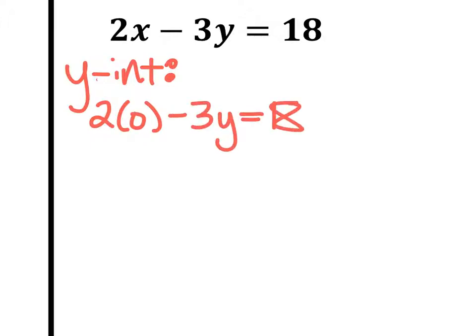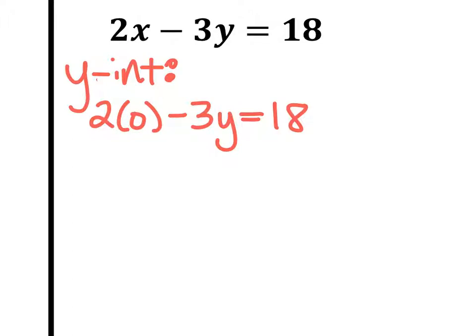Oh, wow. Wait, that was beautiful. The y-intercept is not 18. Remember in standard form, a, b, and c, the numbers you see in standard form mean nothing. So now we can solve for y because we have one variable. So would you go ahead and solve this equation?